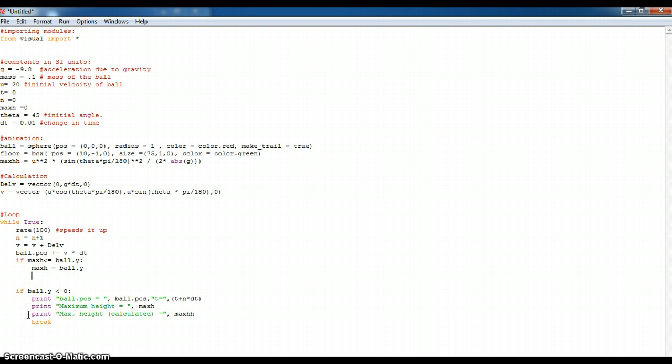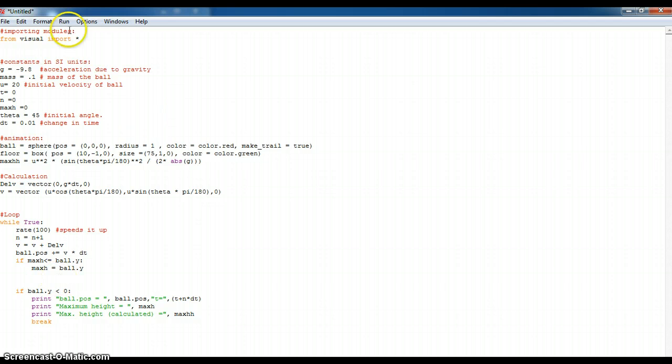Now if ball dot y is less than 0, which means that if the y component is less than 0, we did this so that the ball wouldn't fall below the ground. We print the position of the ball to be ball pos, time to be t plus n into dt, which is the initial time plus the number of times the motion was divided into times change in time, and the maximum height would be max h, which we have calculated by comparing each value in the motion, and this hh is the actual maximum height, which is calculated by using this formula.